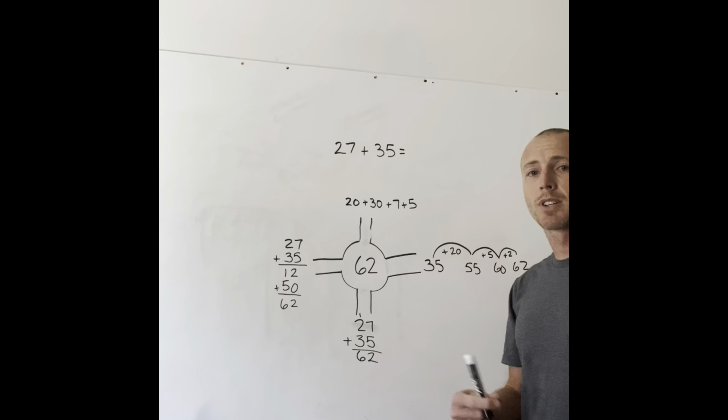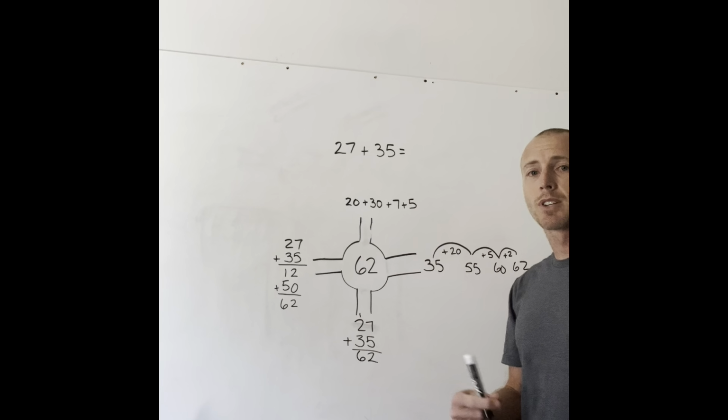I would start with my larger number, 35. Then I'm going to make my jump of 20. So I'm going to do it like this: 35, 45, 55. Then I'm going to add 5 to get to 60, and then 2 ones to get to 62. So it's a really good way of jumping across on that open number line, and you can do that mentally with a lot of different numbers.